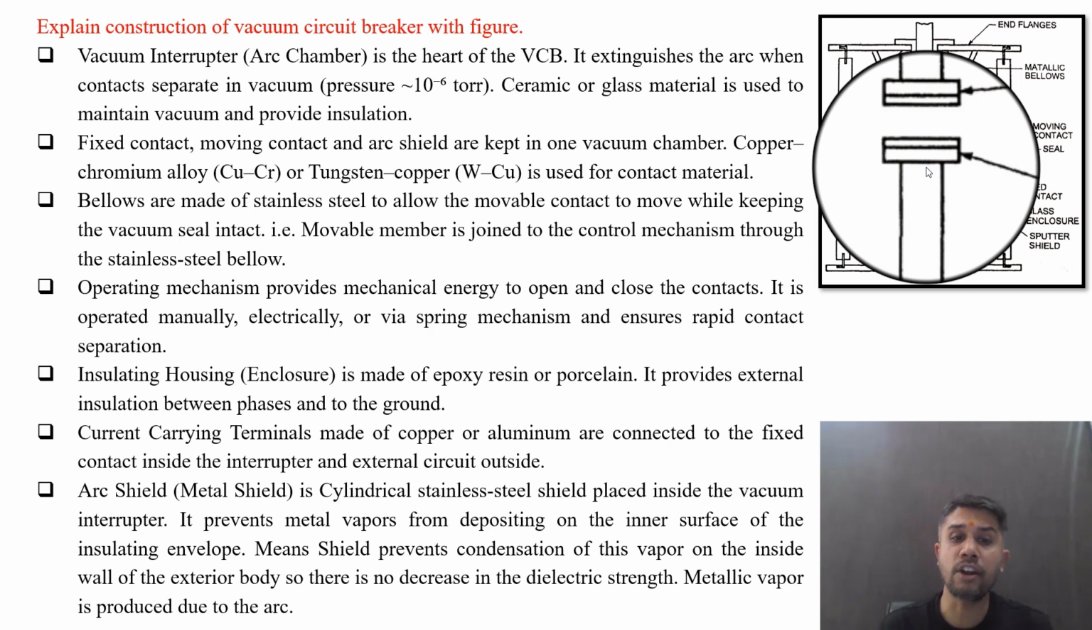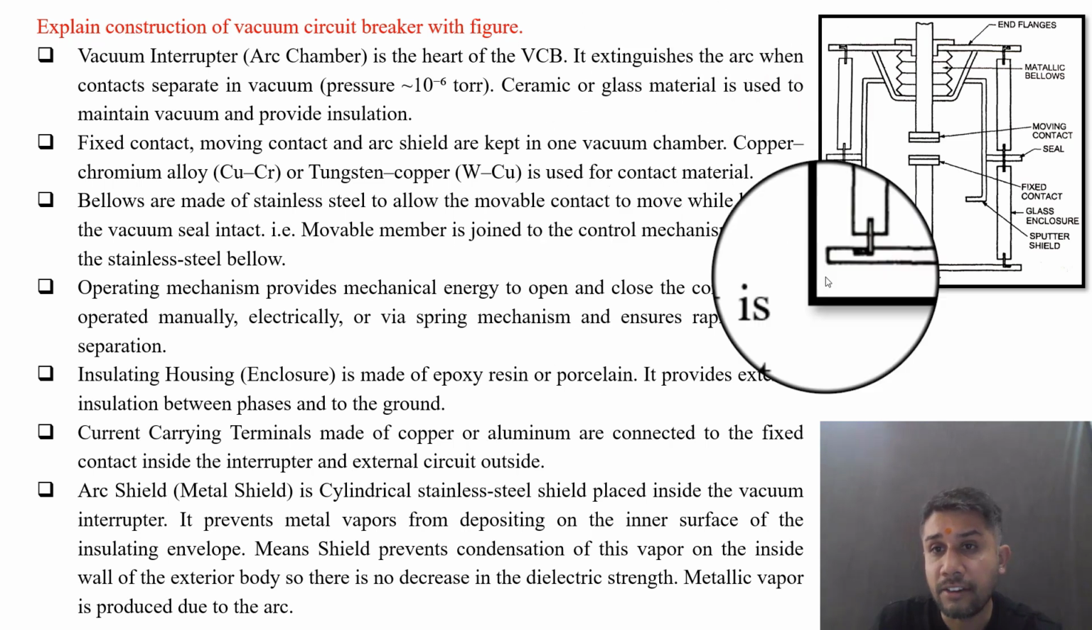Current carrying terminals made of copper or aluminum are connected to the fixed contact inside the interrupter and the external circuit outside. Arc shield, that is metal shield, is a cylindrical stainless steel shield placed inside the vacuum interrupter. It prevents metal vapors from depositing on the inner surface of the insulating envelope. Means the shield prevents condensation of this vapor on the inside wall of the exterior body, so there is no decrease in the dielectric strength. Metallic vapor is produced due to the arc when the contacts are separated.